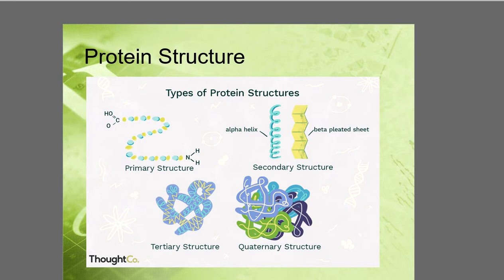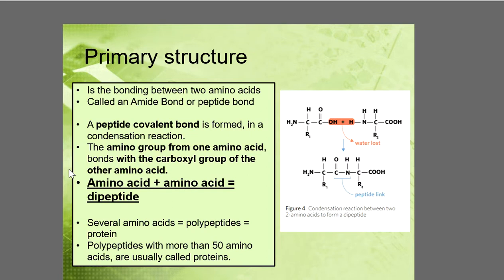Okay, so the first thing we're going to do is go through what's called the primary structure. Okay, so there are 4 levels of structure, and this is our first level. So the primary structure effectively involves the bonding between amino acids.